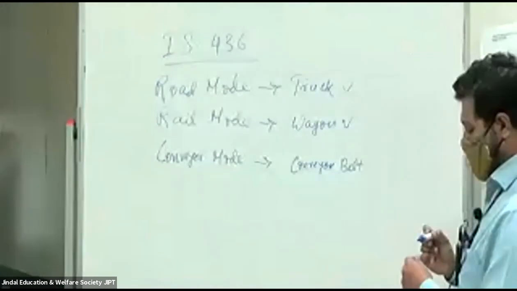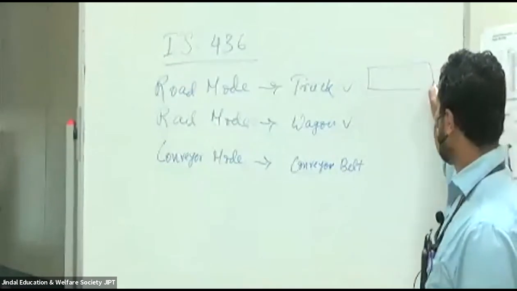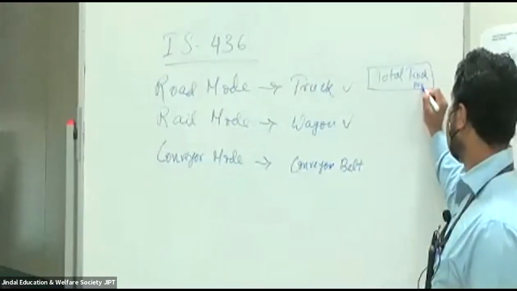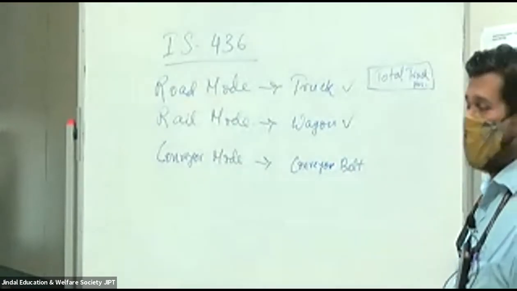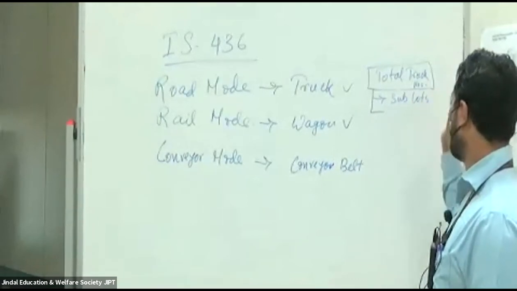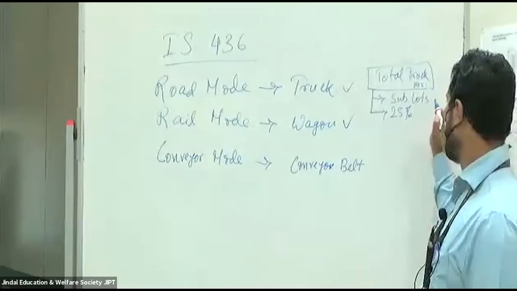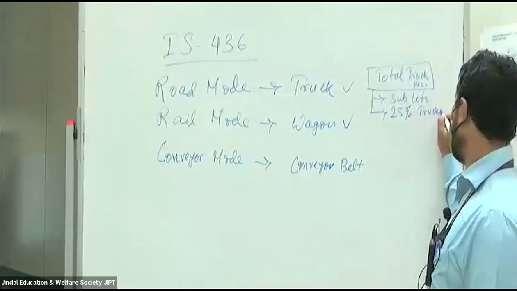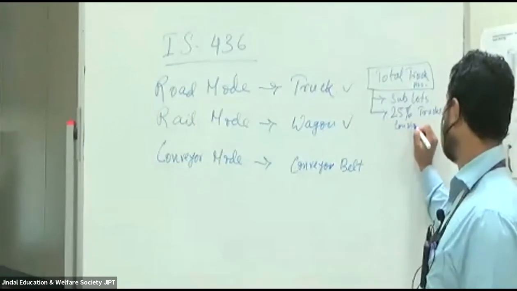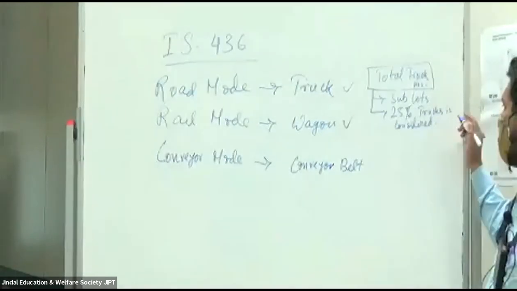In case of trucks and wagons, we first select the day's total truck numbers. Afterwards, we divide it into sublots. And from each sublot, 25% of trucks are considered to collect the coal sample from the truck.